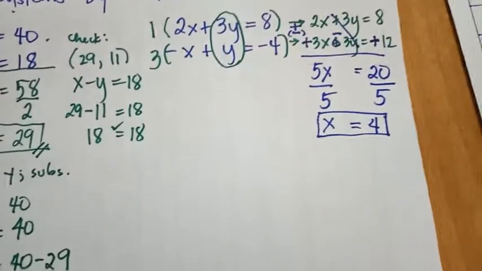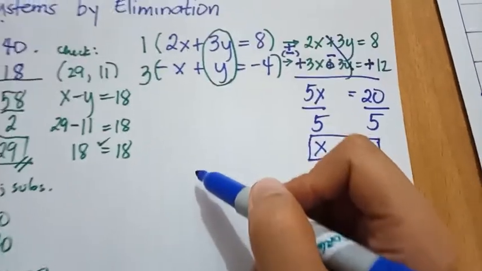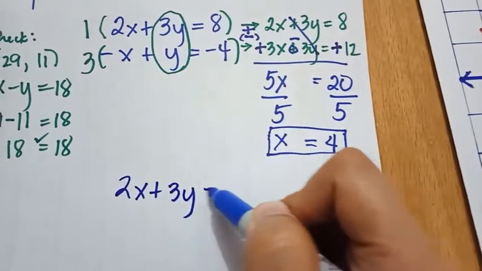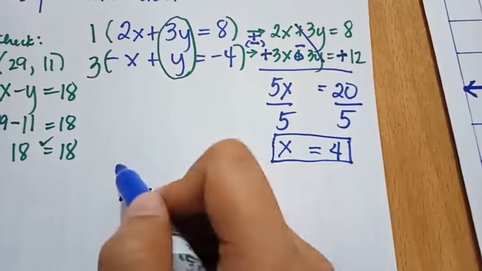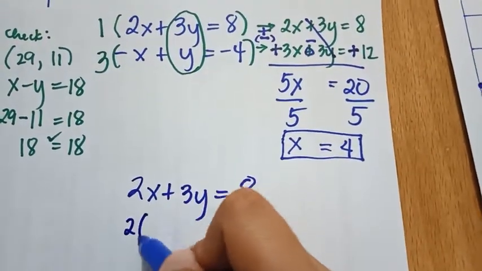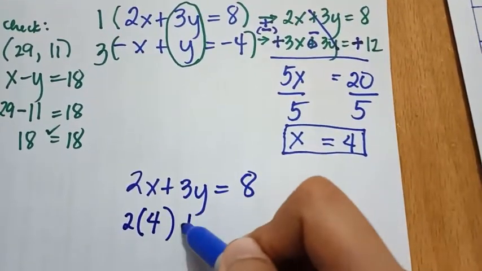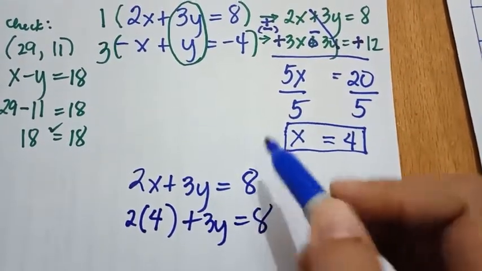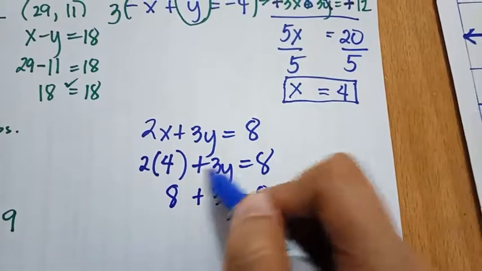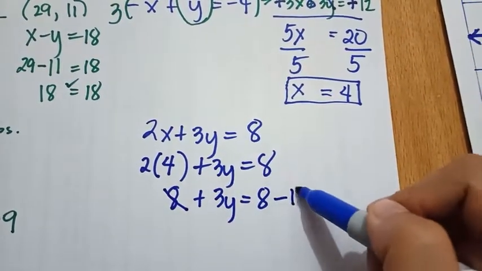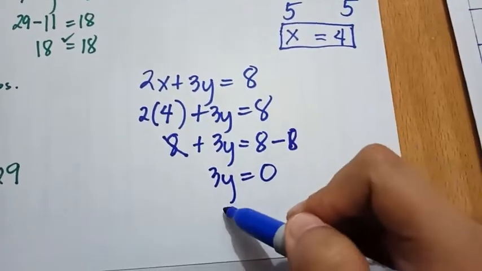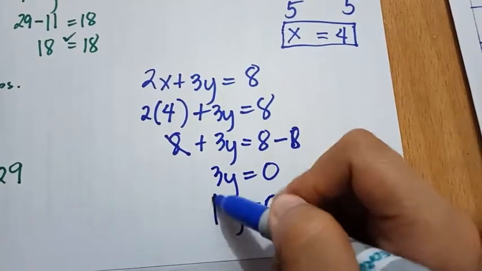Solving for the other variable, again, we may substitute, no? So, if we choose 2x plus 3y equals 8, substitute x with 4. So, 2 times x will become 4 plus 3y equals 8. 2 times 4 is 8 plus 3y equals 8. Transposing 8 to the other side, this will become negative. Okay? Then 3y equals 0, and dividing both sides by 3, we will have y equals 0.